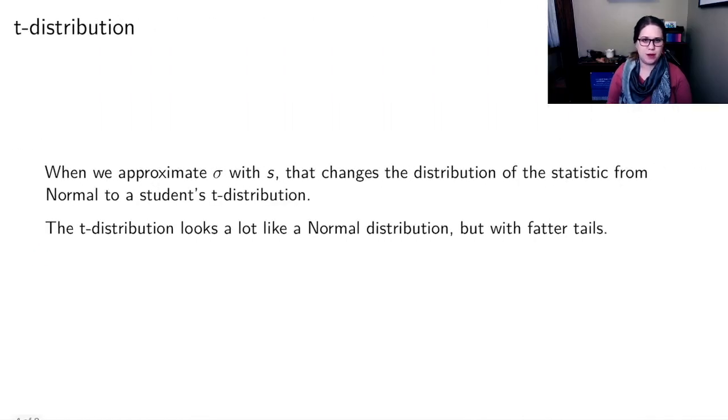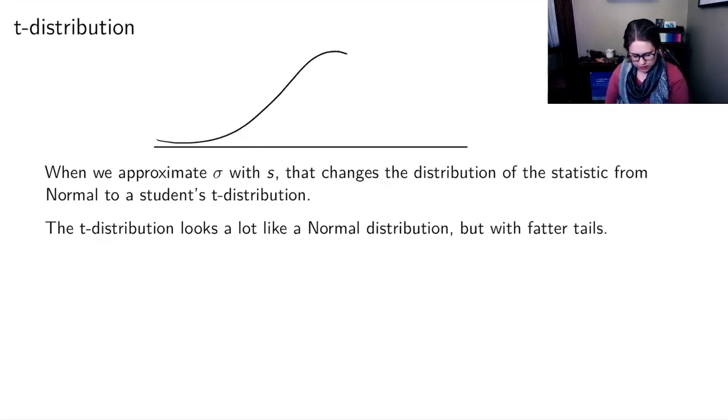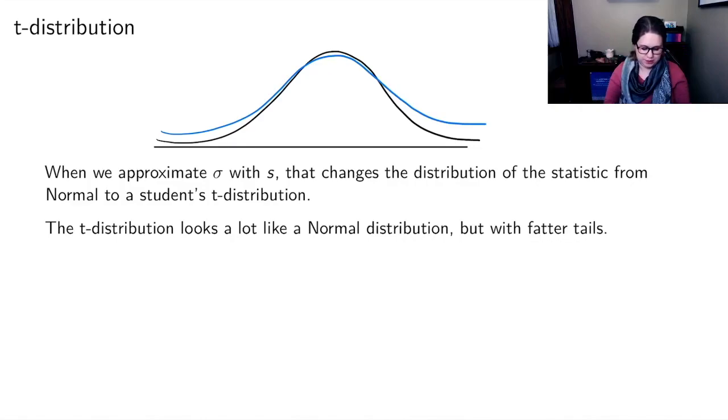And the thing that's strange about this is when we approximate sigma with s, we can no longer use a normal distribution to approximate the sampling distribution. Instead, we have to use this thing called a student's t-distribution. And the t-distribution looks a lot like the normal distribution, but it has fatter tails. So I'll draw you kind of an exaggerated version of that. So if this is what the normal distribution looks like, then the t-distribution is more like this, so it has fatter tails. There's more of the distribution out in the tails. And I'll show you a real graph that is better than my hand drawing.